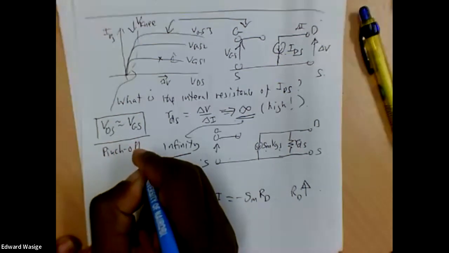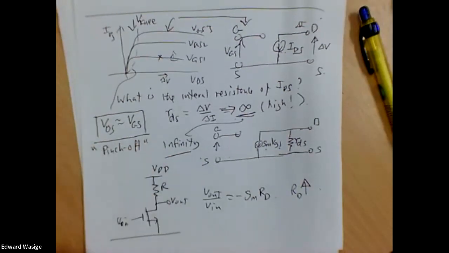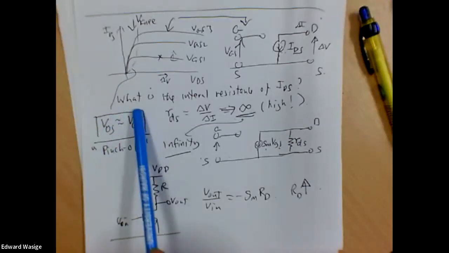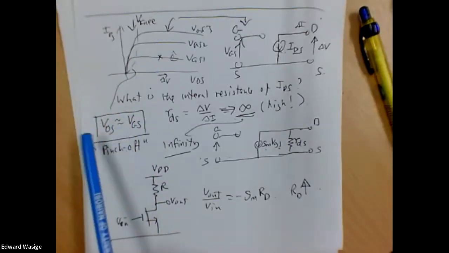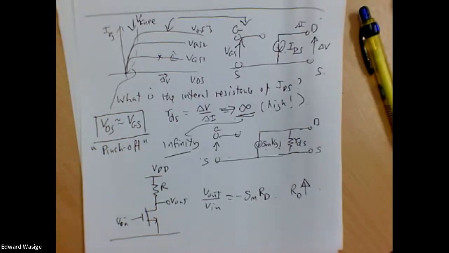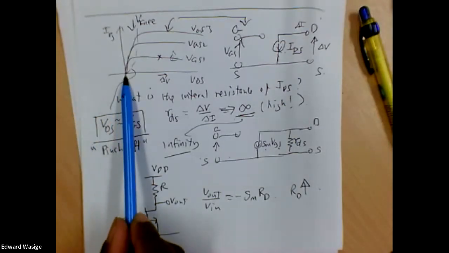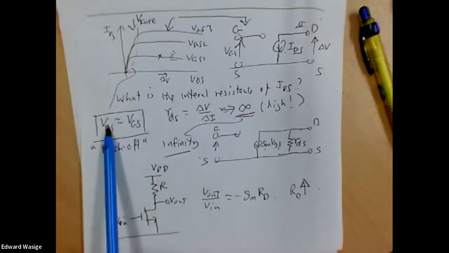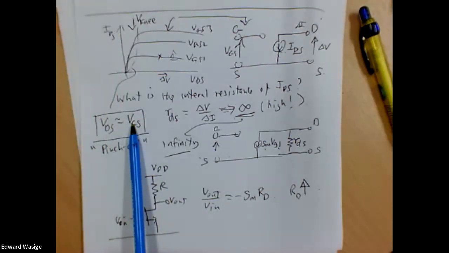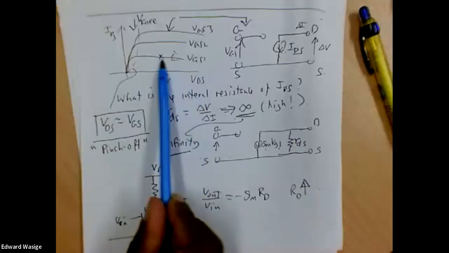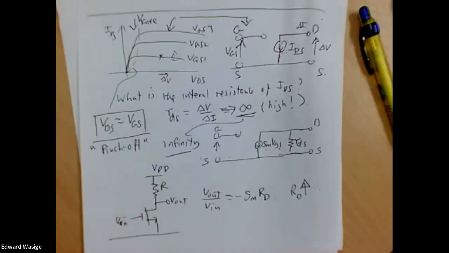In the textbooks, it might also be referred to as the pinch-off condition, but a simplistic, broad way of looking at it is when VDS increases. When it's less than VGS, the current will be rising, but as soon as it's greater than the gate to source voltage, the current flattens out.